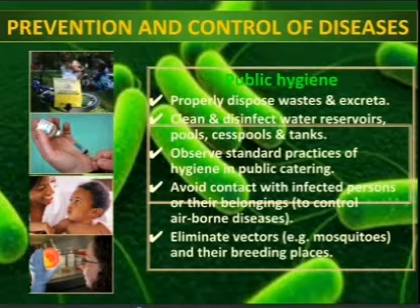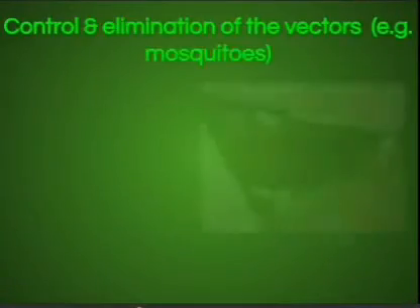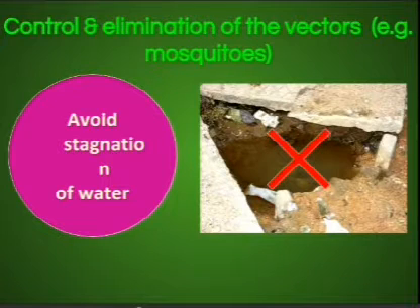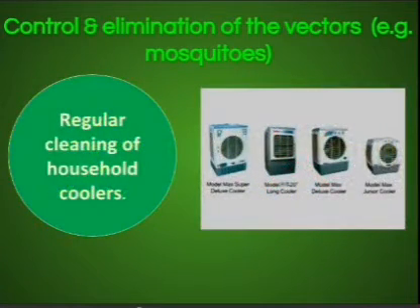Observe standard practices of hygiene in public catering, avoid contact with infected persons or their belongings to control airborne diseases, and eliminate vectors such as mosquitoes and their breeding places. We can control and eliminate the vector like this: always avoid the stagnation of water, because if the water is stagnant, definitely the larvae of mosquitoes will grow there.